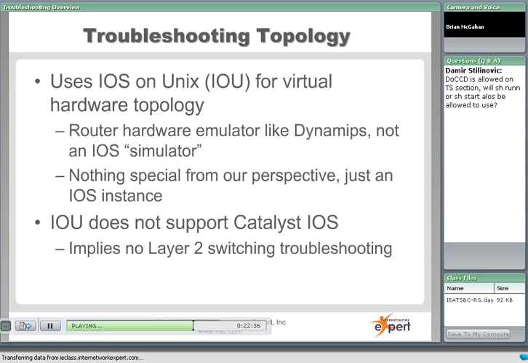Now, one of the limitations of the software is that it is only for the router IOS. It is not for the Catalyst IOS. So basically, this means in the troubleshooting section itself, there is not going to be layer 2 troubleshooting that is related to Ethernet switching. Now, this doesn't mean that Ethernet switching is eliminated. It just means that it will be constrained to the configuration section.